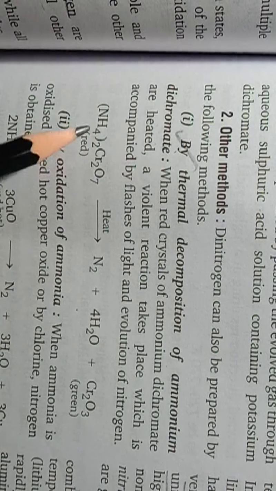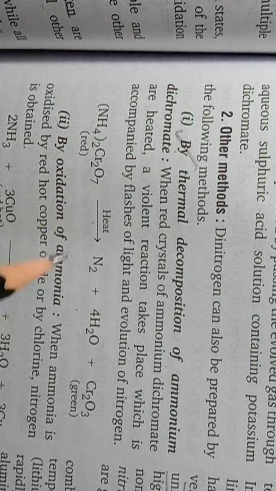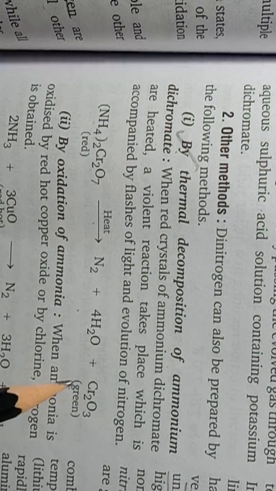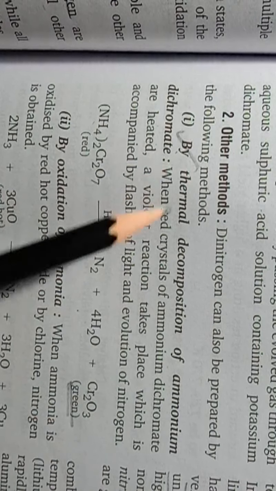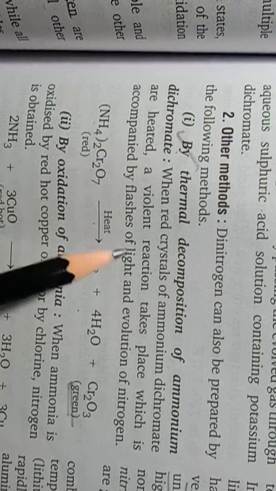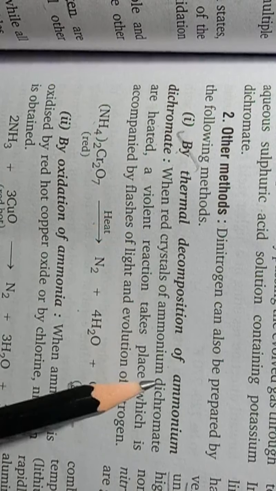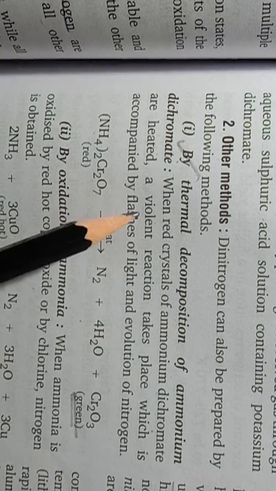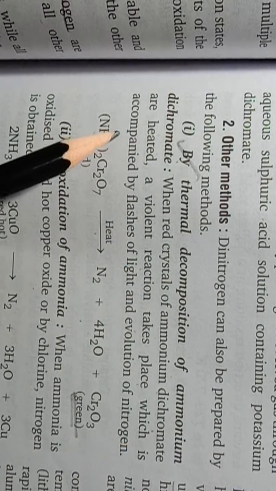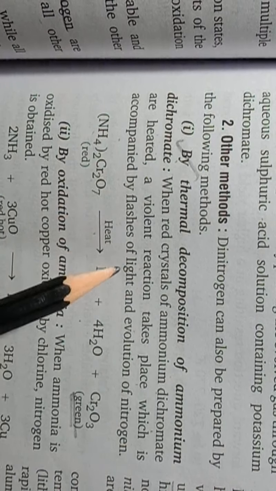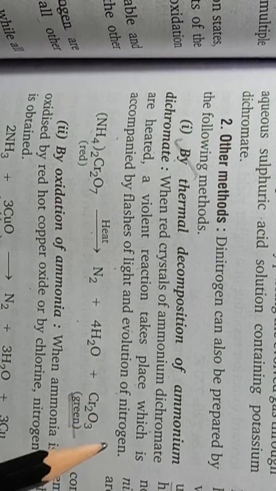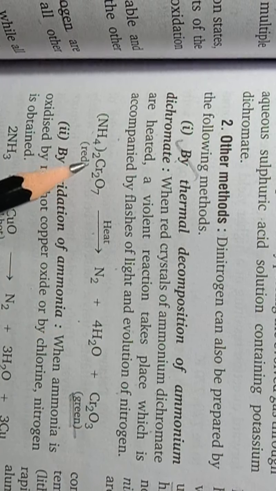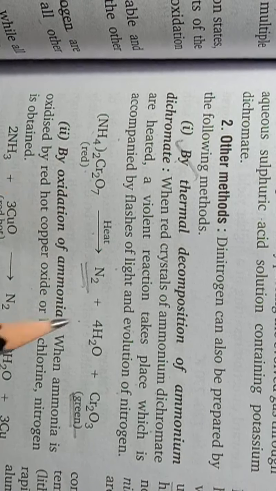Ammonium dichromate, when it is heated, decomposes and forms nitrogen, water and chromic oxide, which is green in color. So by thermal decomposition of ammonium dichromate, when red crystals of ammonium dichromate are heated, a violent reaction takes place, which is accompanied by flashes of light and evolution of nitrogen. So this is the decomposition reaction of ammonium dichromate, forming nitrogen and chromic oxide.